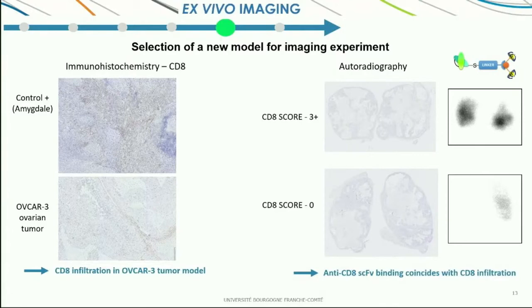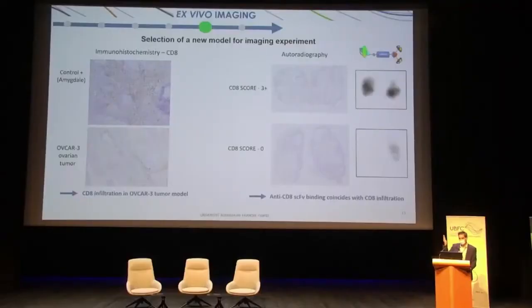And then on the autoradiography, you take the same kind of samples and you bind your radiolabeled compound, so the radiolabeled D-node-AGA. And you can see on the sample that has score 3, so positive for CD8, you have a positive signal on the right panel. And on the panel below, you have no positive signal or very weak signal, which was expected as the sample was negative for CD8.